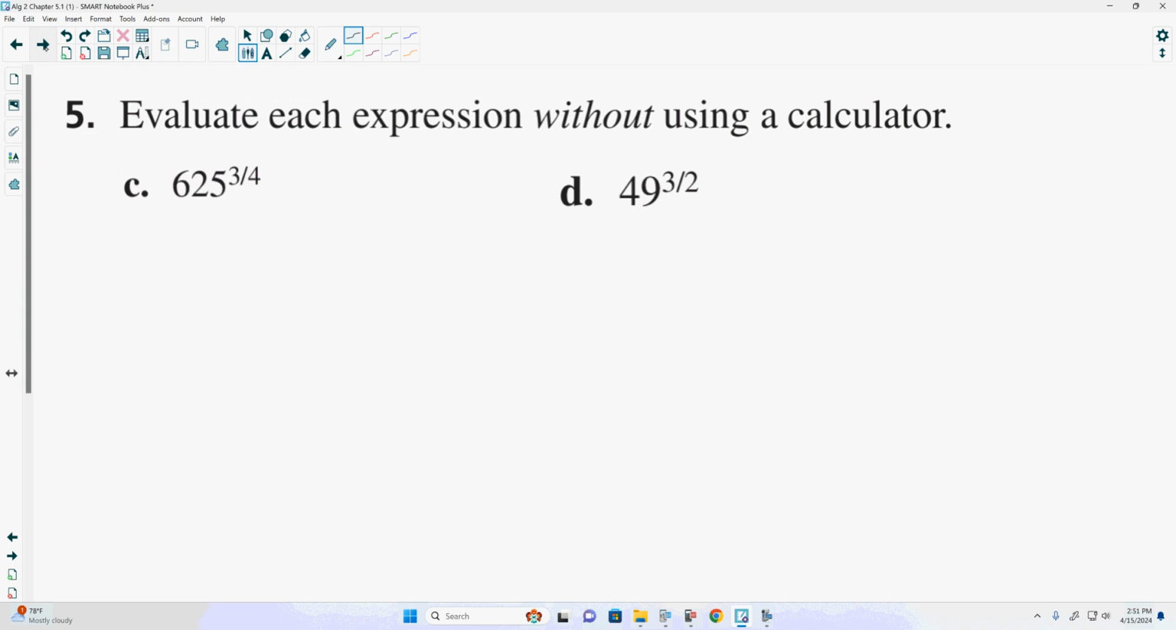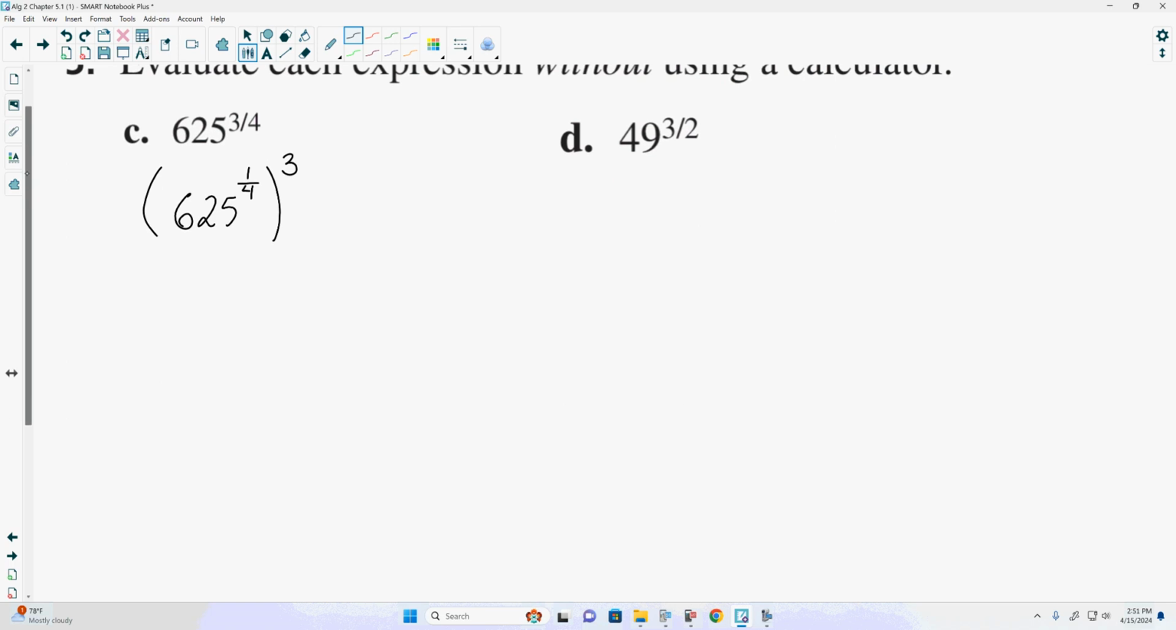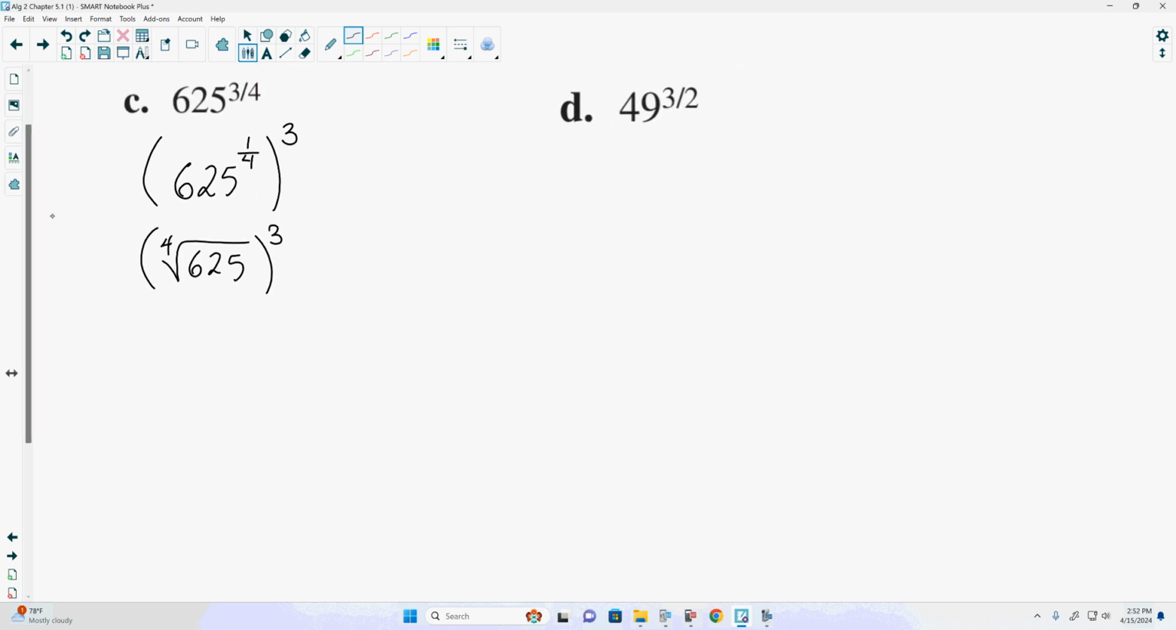625 to the 3/4. Well, without a calculator, this one here, I would not rewrite this as the 4th root of 625 to the 3rd, because that means we'd have to multiply 625 by itself 3 times. But our 1/4 is telling us that we're taking the 4th root of 625 and then putting it to the 3rd power. So the question is, what times itself 4 times is 625?